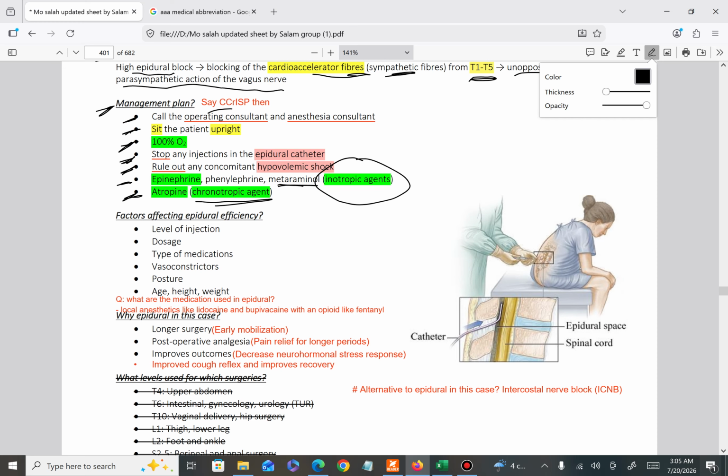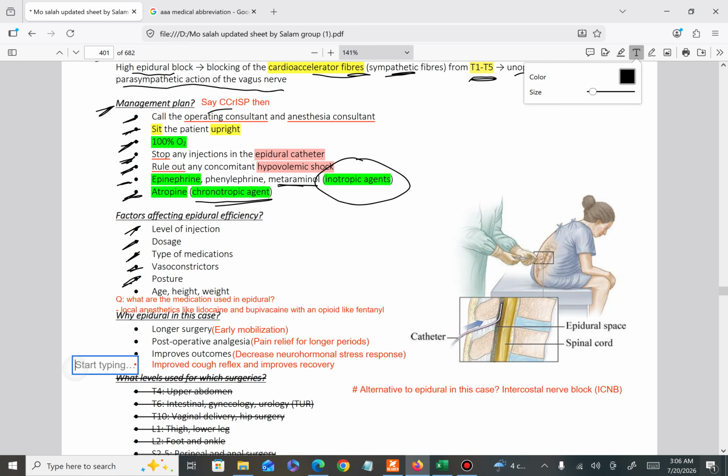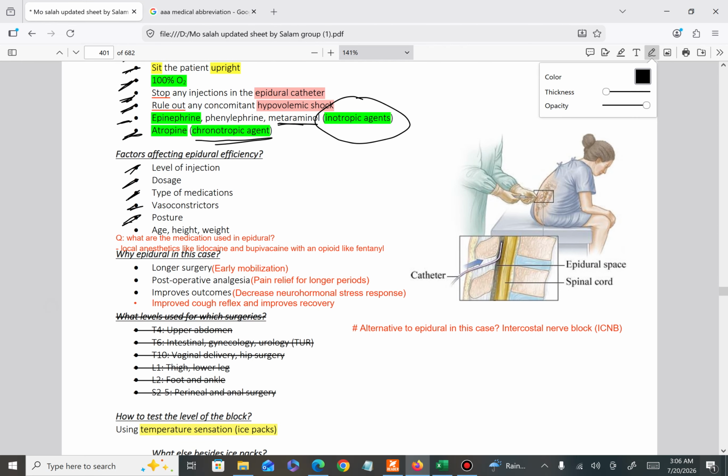Okay, then factors affecting epidural efficiency. The factors which affect epidural efficiency can be level of injection, dosage, type of medication, vasoconstrictors, postures, and age, height, and weight. Okay, so these are the factors which affect the efficiency of epidural anesthesia.